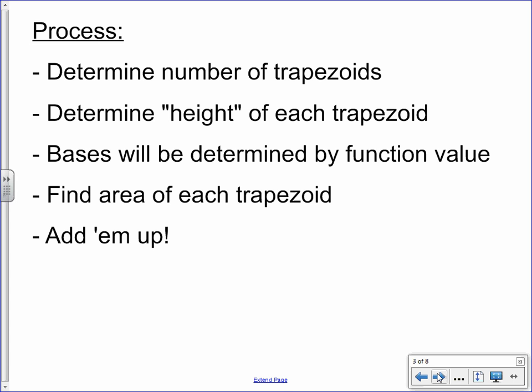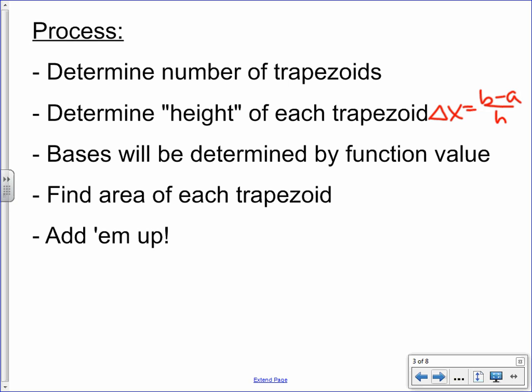Determine the height of each trapezoid. That's going to be our delta x. B minus A over N. That's determining the height of each trapezoid. Now in our rectangles, that was the width. Okay, but in the trapezoids, it's the height because it's going to be the distance between our two bases. Our bases will be determined by the function value, similar to the height of our rectangles on Friday. Okay. Then we're going to have to find the area of each of those trapezoids and add them together.